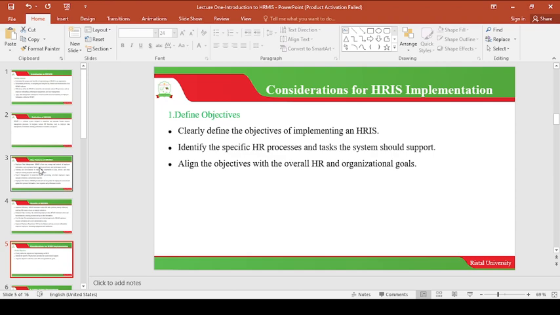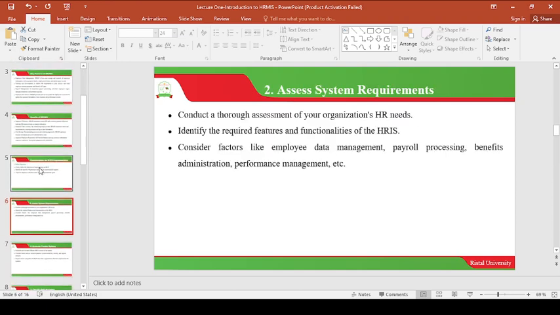Still under defining objectives, you need to align the objectives with the overall HR and the organizational goals. So the HR objective is basically derived from the goal of the organization. So you need to align these objectives before you start implementing your HR information system in the organization.